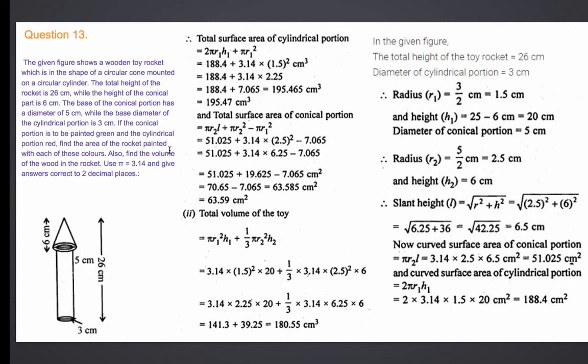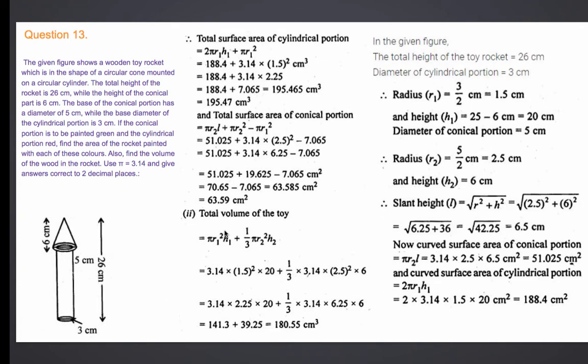So the cylindrical portion which is to be painted red has the value 195.47 centimeter square. The conical portion which is to be painted green has an area of 63.59 centimeters square. Now see the third part of the question, find the volume of the wood in the rocket. Volume of wood means here we have to talk about the whole volume. So the volume of the toy is the volume of the cylinder plus the volume of the cone.